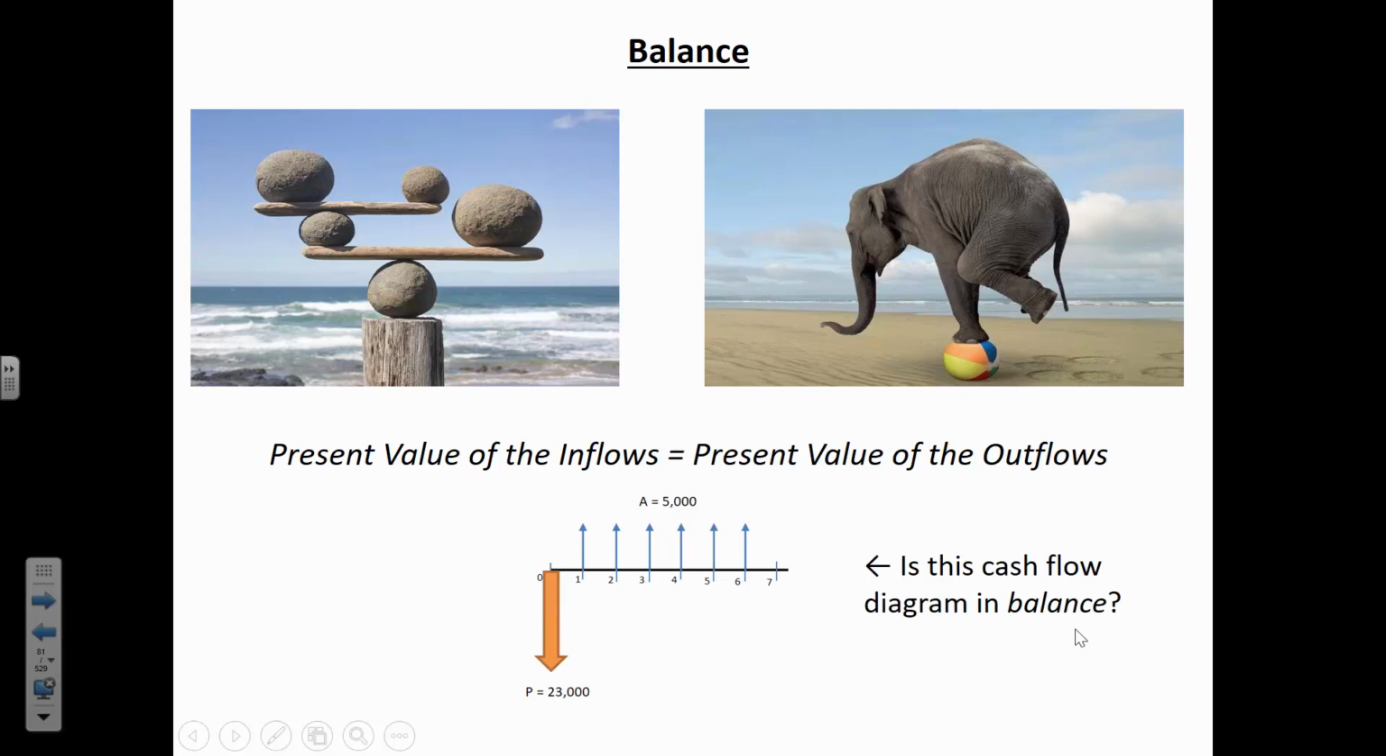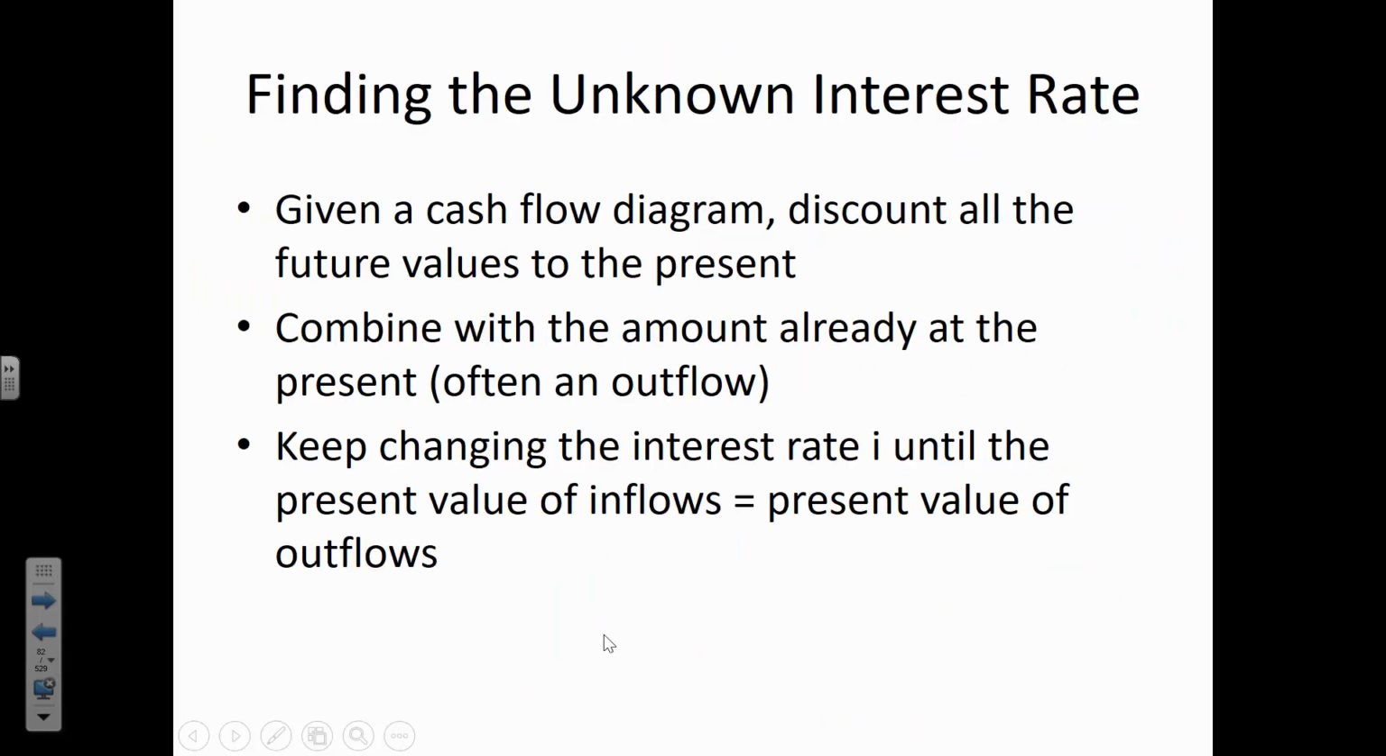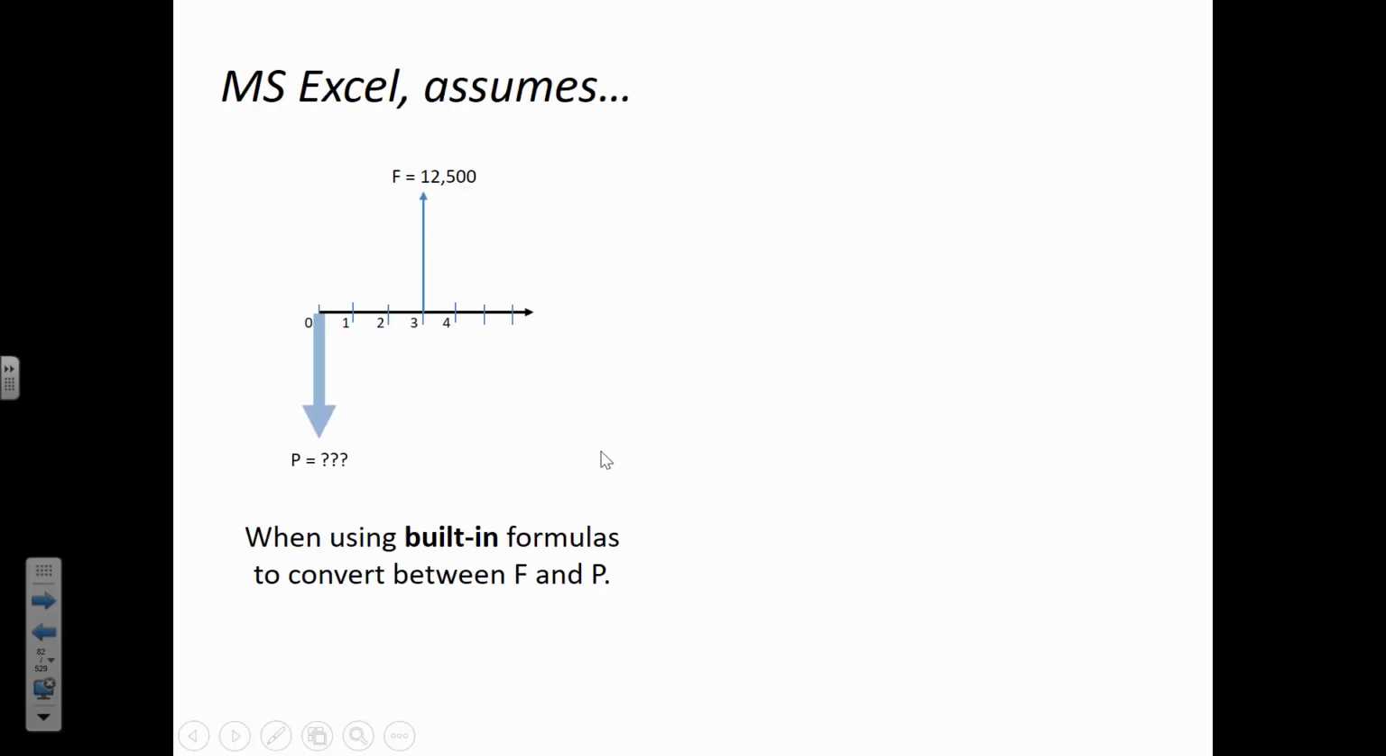So the cash flow diagram is balanced when the present value of inflows and outflows are equal. So we solve for the interest rate that causes that. Right now it's not yet known. You'll be given a cash flow diagram, and you'll discount all of the future values to the present. This is the method. Then you combine it with the amount that's already at the present, and you keep changing the interest rate value until the two numbers are equal, meaning that the outflows and the inflows are the same. That's the method that we'll follow.